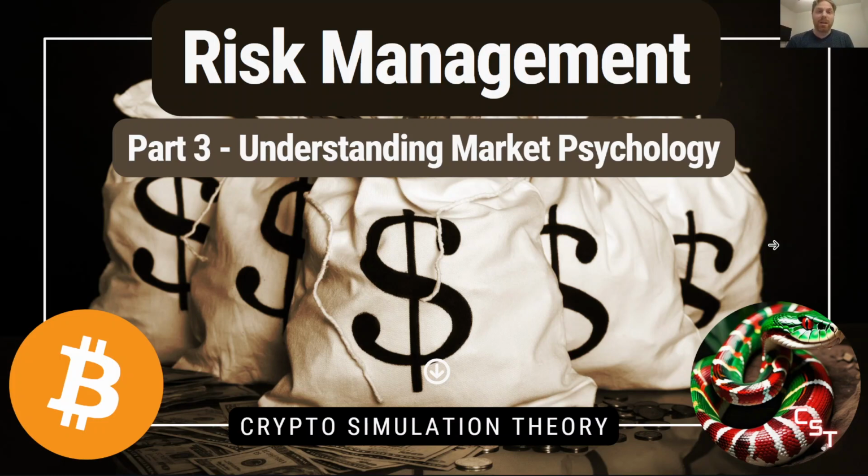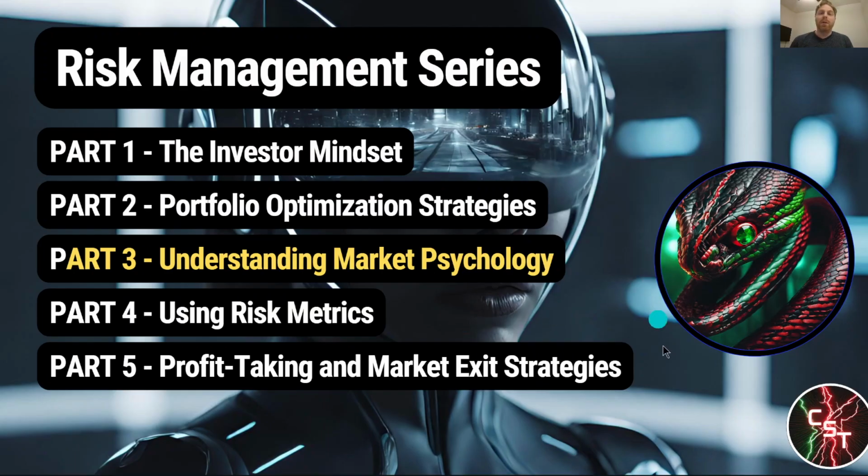Today I'm going to talk about risk management, part 3, understanding market psychology. This is part of a 5-part series on risk management to help you better navigate the markets. Nothing in here is financial advice, and I'm not your financial advisor. So the risk management series consists of, like I said, 5 parts. You have part 1, the investor mindset, and part 2, portfolio optimization strategies. This is part 3, understanding market psychology. And then we have using risk metrics and profit taking and market exit strategies.